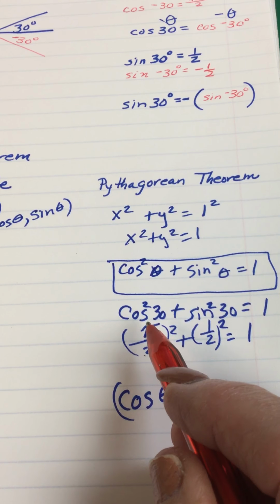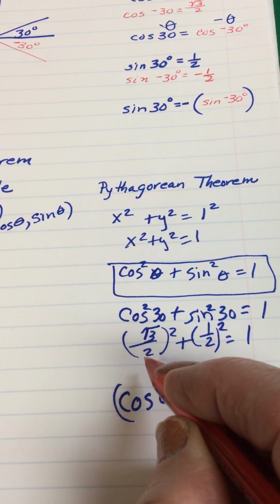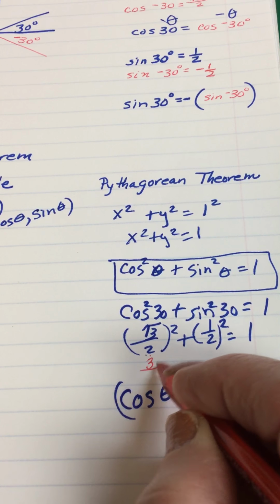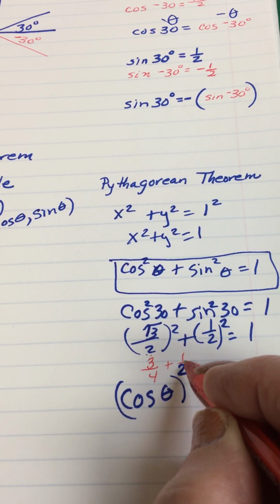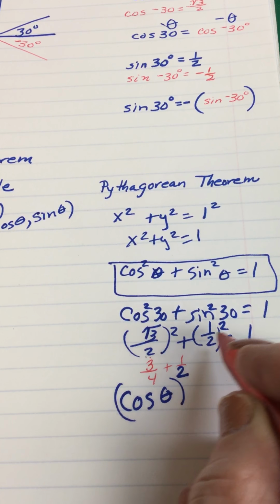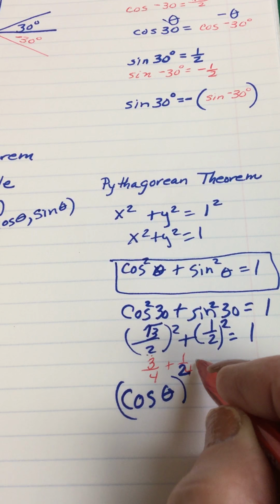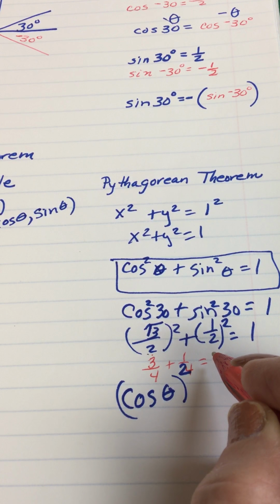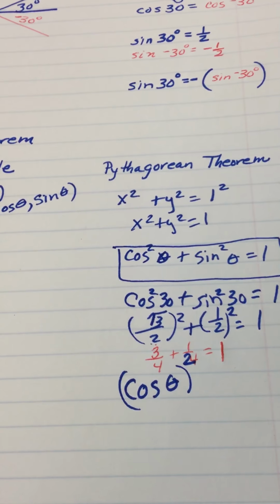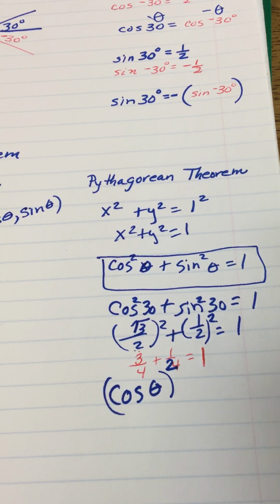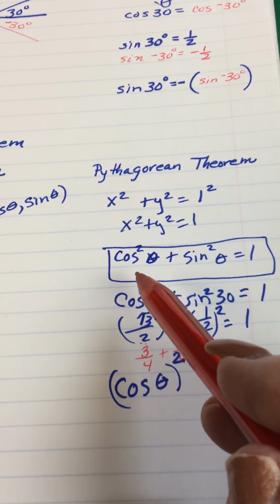When I square the square root of 3, I get 3. When I square 2, I get 4. When I square 1, I get 1, and when I square 2, I get 4. So 3/4 plus 1/4 is 1. And you can test it for any of the angles that you know, and this is always true.